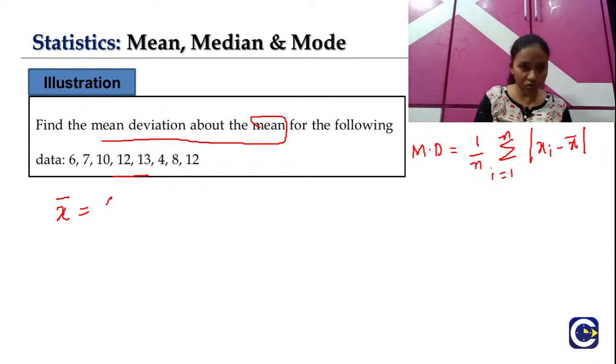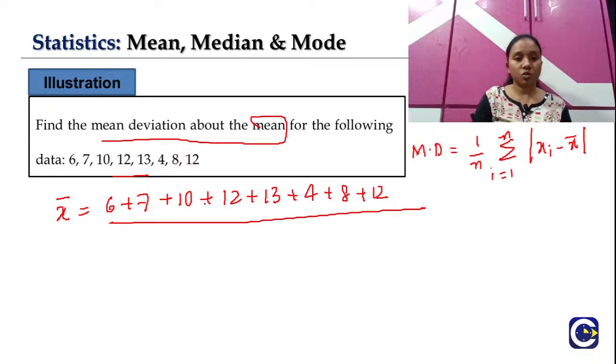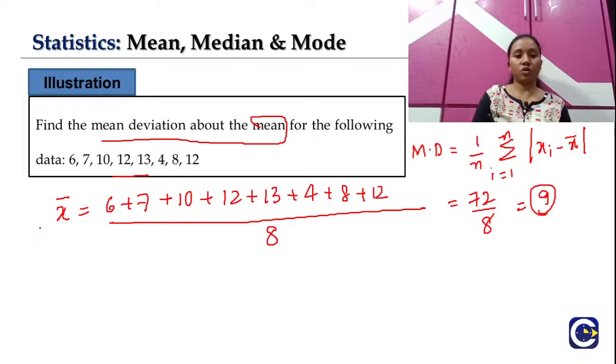That is, x bar will be equal to 6 plus 7 plus 10 plus 12 plus 13 plus 4 plus 8 plus 12. How many terms are we having here? 1, 2, 3, 4, 5, 6, 7, 8. So the sum of all these divided by 8. Let's add up: 13, 23, 35, 8, 7, 72. So 72 divided by 8, that means 9. So we have found the mean of this given data, which is x bar equal to 9.